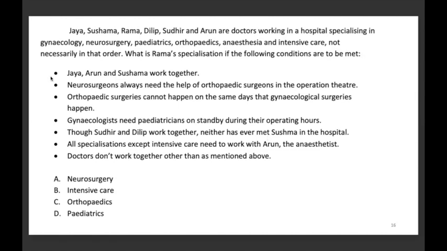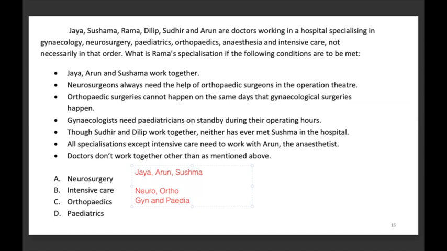Okay. First, what we are given is Jaya, Arun, and Sushma, they work together. Neurosurgeon, orthopedic, they will work together. Orthopedic surgery cannot happen at the same day as gynecological surgery. Gynec and pediatrician will work together.